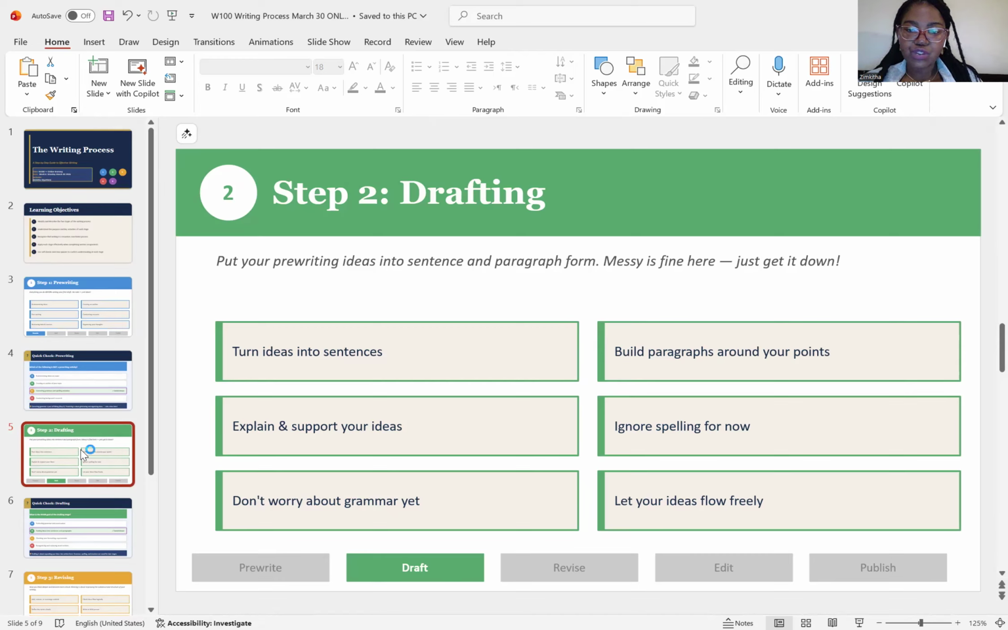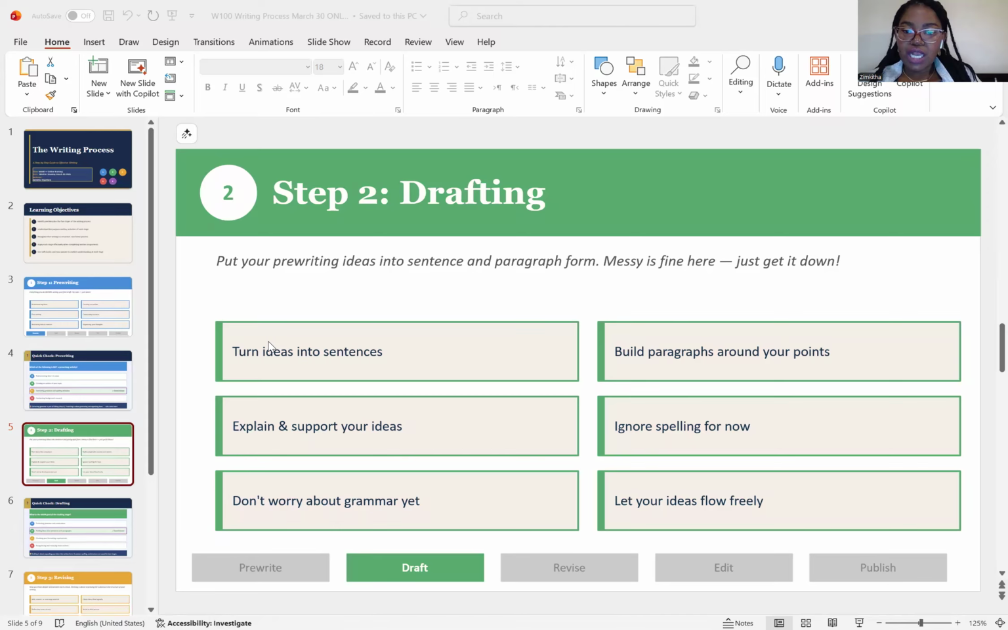You still don't care about spelling or grammar. You just care about getting the ideas onto your paper. You make sure that you have your thesis statement, you have your introductory paragraph, you explain and you support your ideas. You let your ideas flow. And like I said to you, the most important thing about this step is coherency. Okay? Does it make sense? Are your ideas well connected or are they irrelevant? This is what you do in this stage. Once you've completed your drafting, then you go on to the next stage.